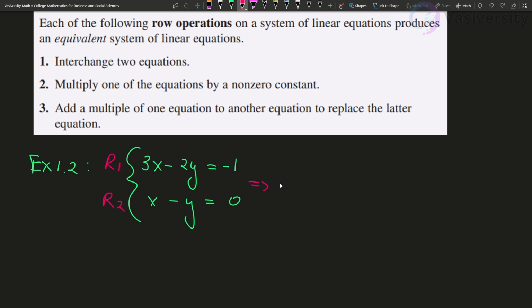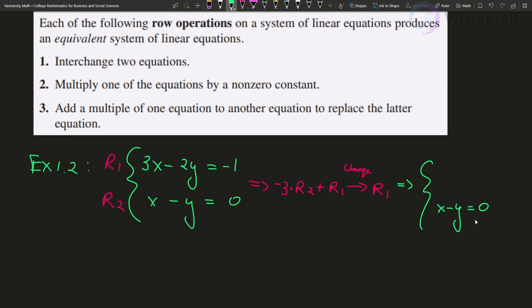Right? So -3 times row 2 plus row 1. So I'm going to add it to row 1, and I'm going to change row 1. This means change row 1, right here. So I'm not going to change row 2. So, okay, I still have x minus y being equal to 0.